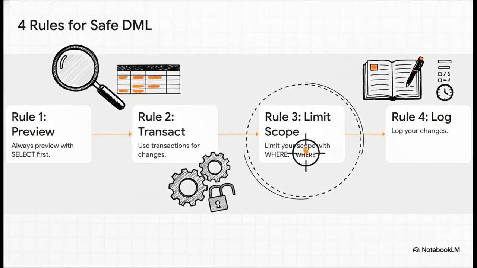So here they are, the 4 golden rules for safe DML. Number 1, before you ever run an update or delete, write it as a select statement first. See exactly what rows you're about to change. 2, always wrap your changes in a transaction. 3, be completely obsessed with your where clause. Make it as specific as humanly possible. And 4, log your changes so you have a record.